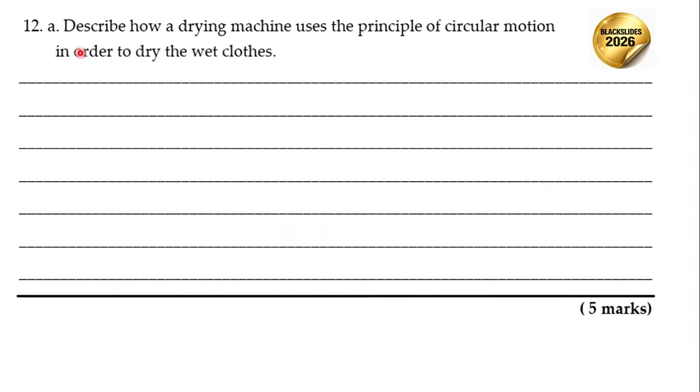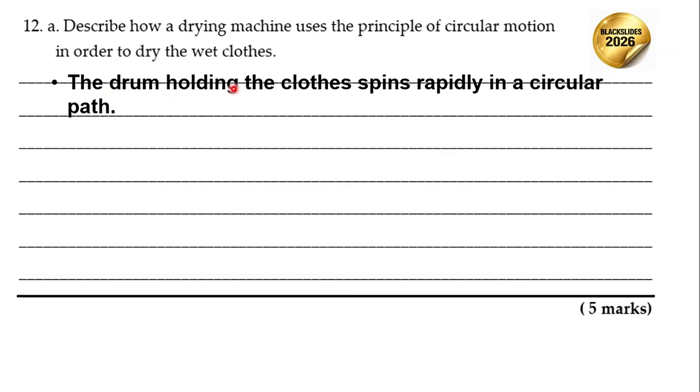Question number 5. Describe how a drying machine uses the principle of circular motion in order to dry wet clothes. Remember, a drying machine has a drum, which together with other parts is used to dry clothes. The drum holding the clothes spins rapidly in a circular path.